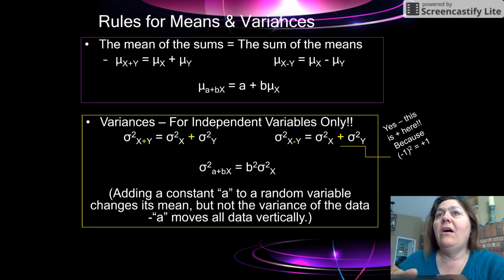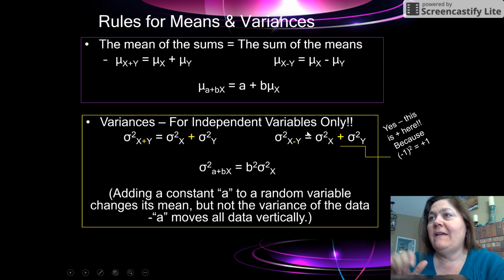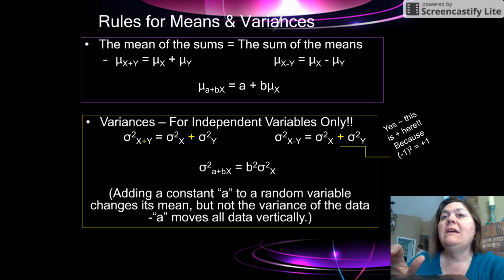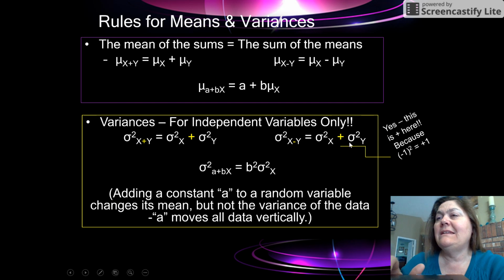So this only works if your variables are independent. Okay, that's super important to know. If the variables aren't independent, this will not make sense. But if you're going to get the variance of the sum of the distributions, then you can just add the two variances, just like we did with the means. This one's pretty straightforward. However, for the difference of them, you're actually going to be adding the variances, not subtracting them.